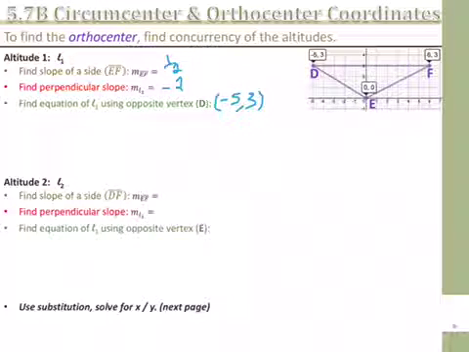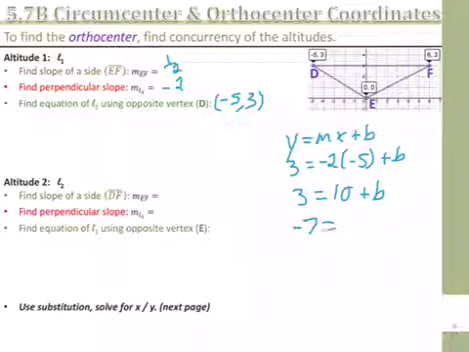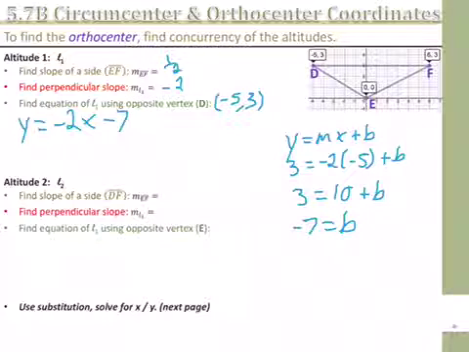If I want to find the equation that has a slope of -2 and goes through -5, 3, I'm going to plug stuff into y equals mx plus b. That's going to be 3 equals -2 times -5 plus b. So 3 equals 10 plus b. If I subtract 10 from each side, that's negative 7 equals b. Put it all together, and that is y equals negative 2x minus 7.